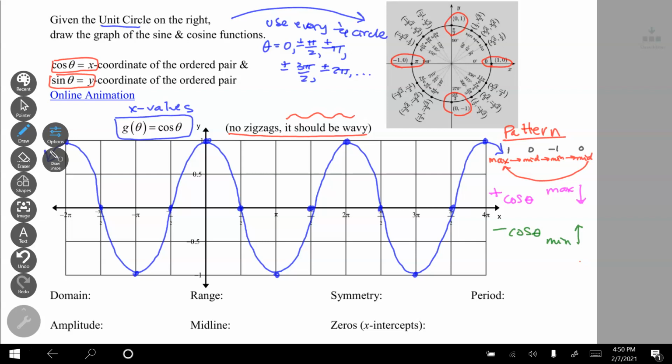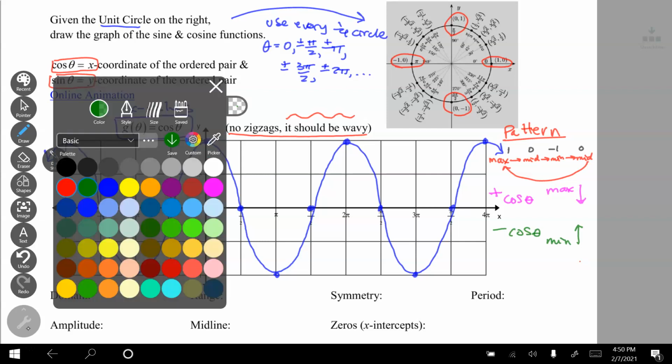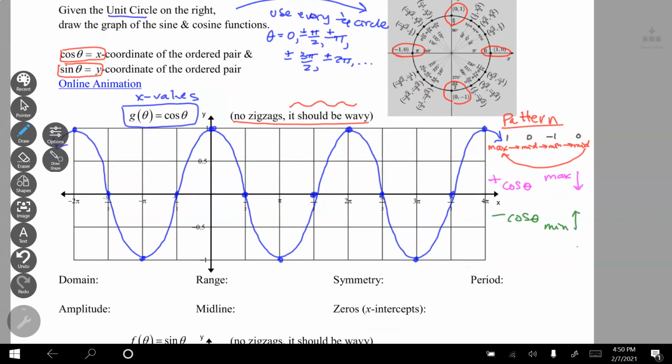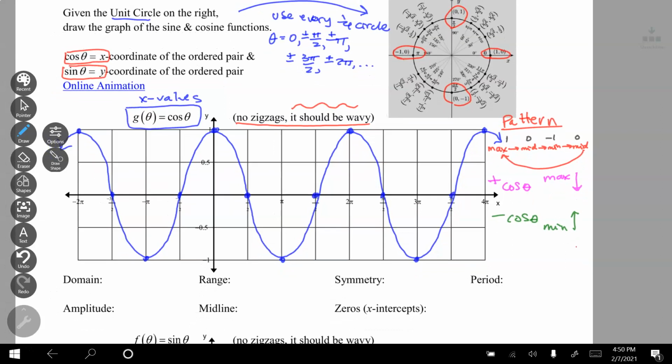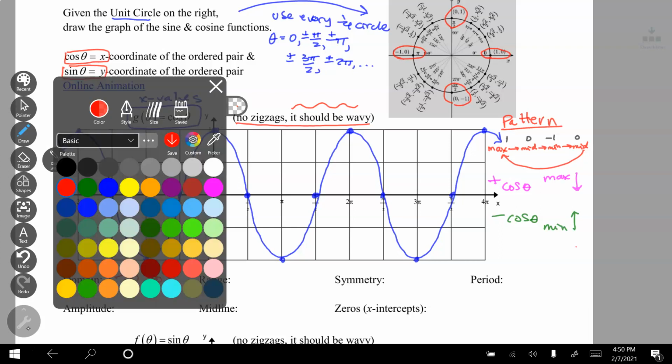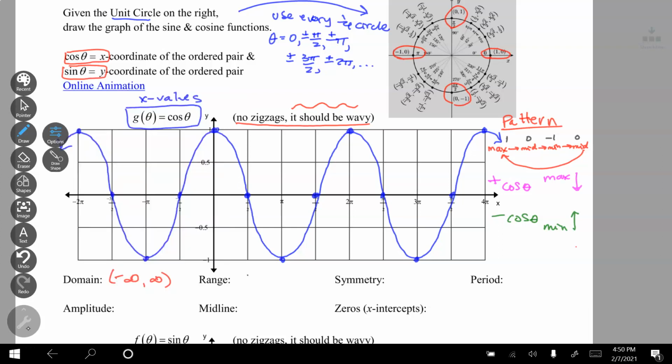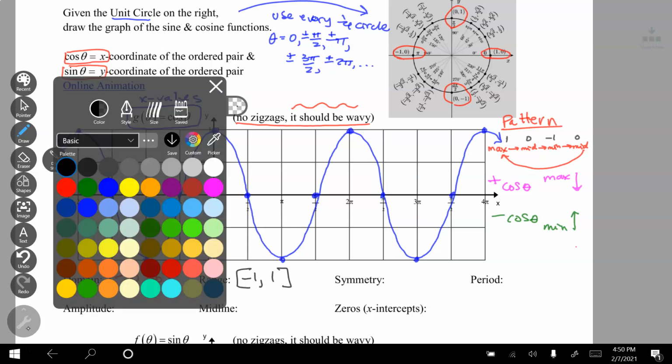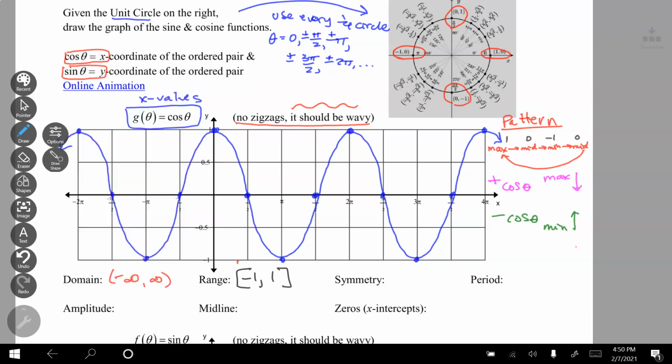So let's look at some of the details here. Change it to red. The domain, or the x values, this graph goes forever left and right, so it's all real numbers. The range, well, the lowest number is negative 1, the highest number is 1, and they're both included. And this has a special name. Now, we've been dealing with graphs that have been going up forever, down forever, or leveling off. This doesn't either. It oscillates back and forth, and it's a bounded graph. It's stuck between the numbers -1 and 1.